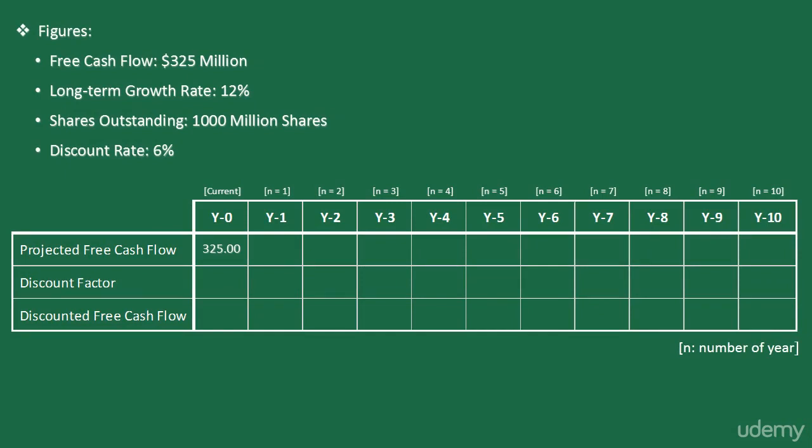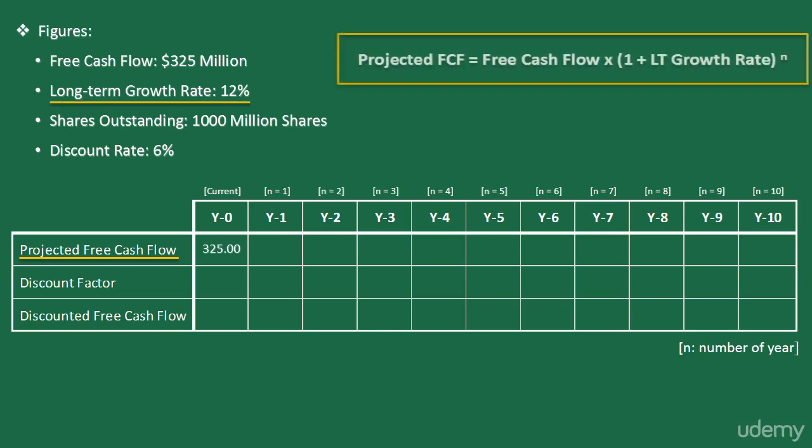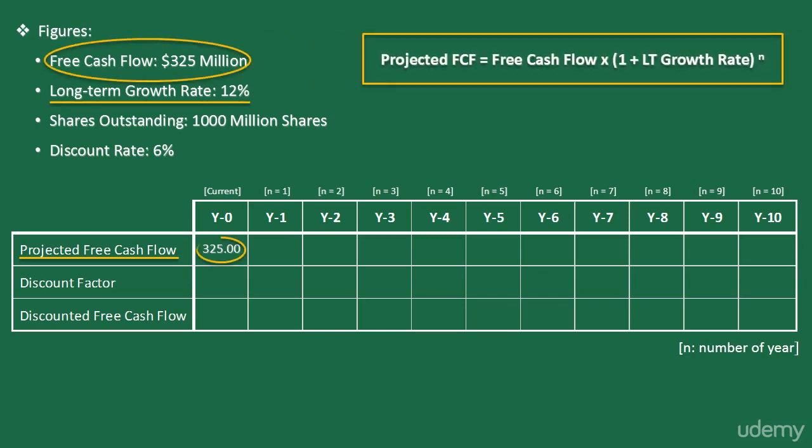Okay, let's begin with the first step, which is calculating the discounted free cash flow. First of all, we'll need to calculate the projected free cash flows. As we know that the company will potentially grow by 12% every year, by using the long-term growth rate, we can project the free cash flows of the business in the next 10 years. We can use this formula, or just take the current free cash flow and multiply it by 1 plus the long-term growth rate of 12%. We'll have the projected free cash flow of the first year. In the first year, the free cash flow will grow by 12%, from $325 million to $364 million.